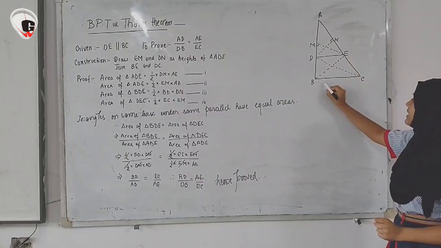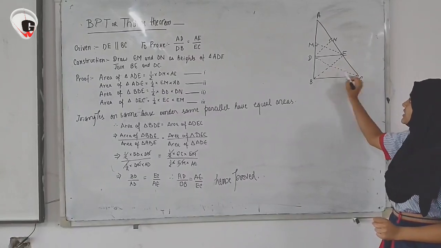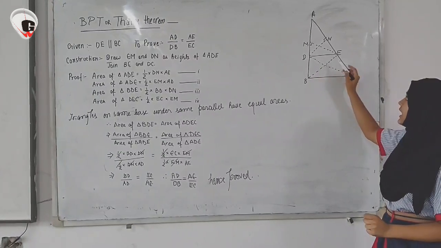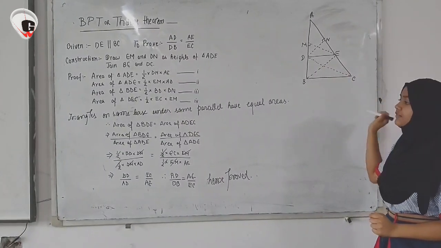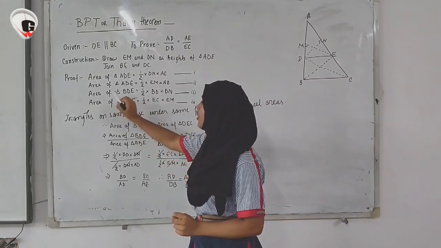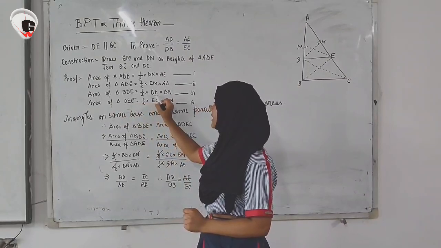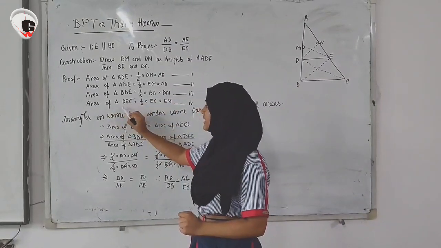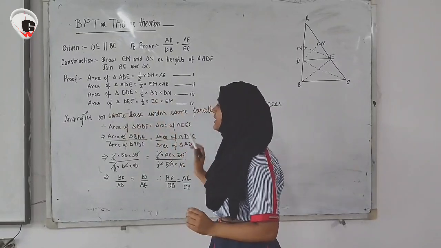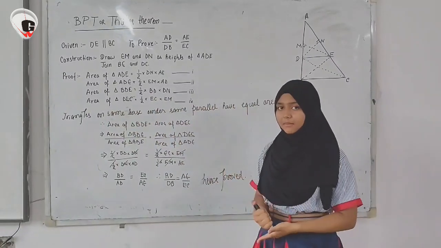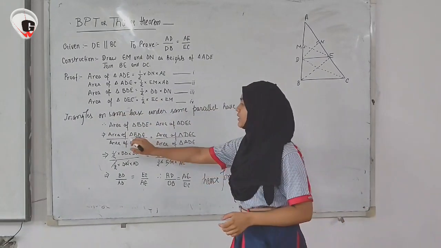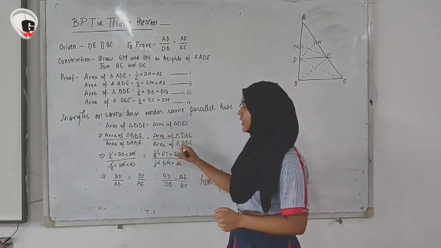If DE is parallel to BC and both of these triangles lie on the same base, then BDE and EBC have equal areas. So from that, area of triangle BDE is half into BD into BA and area of triangle BEC is half into EC into EF. This must be equal because triangles on the same base lying under the same parallels have equal areas. We have got this fifth equation.